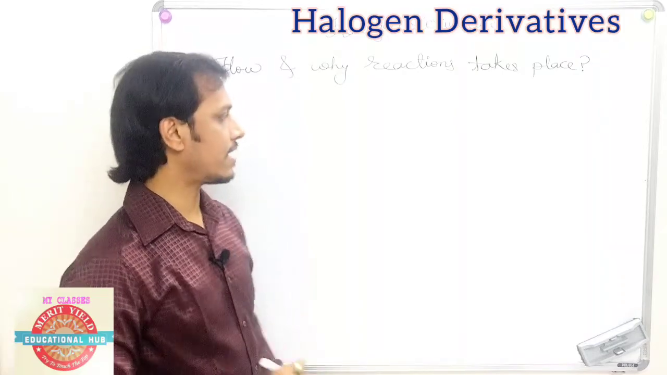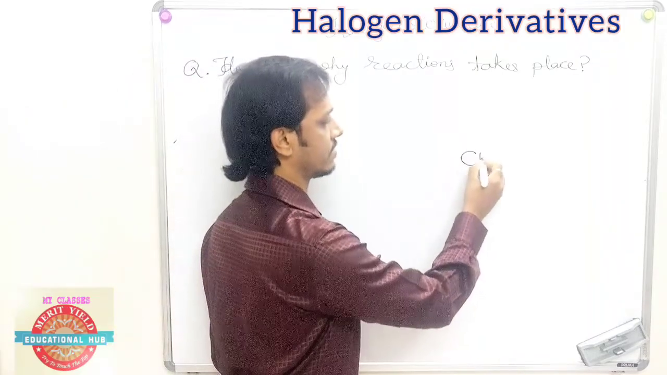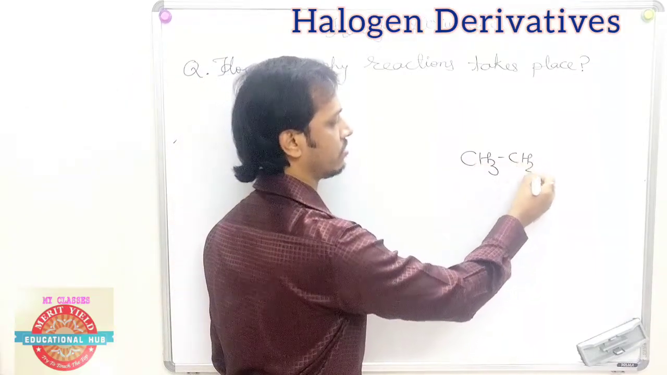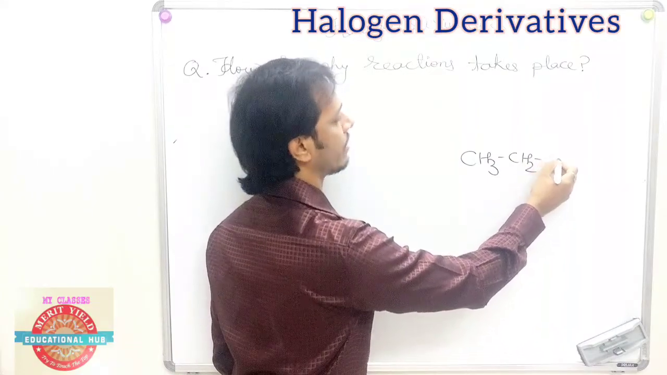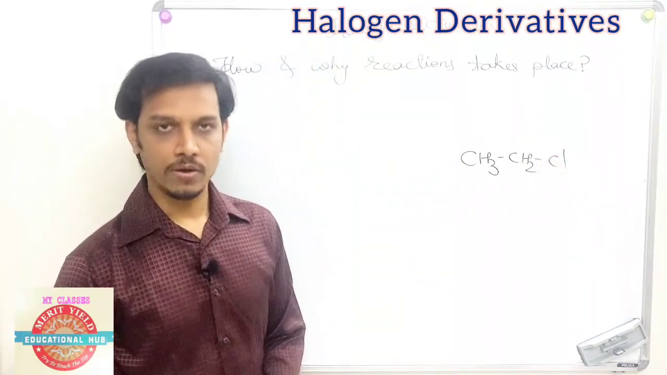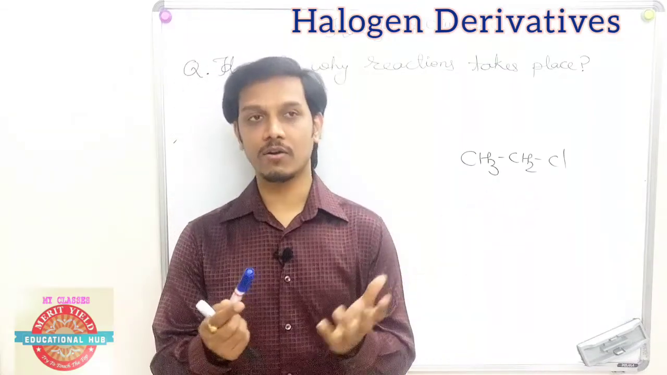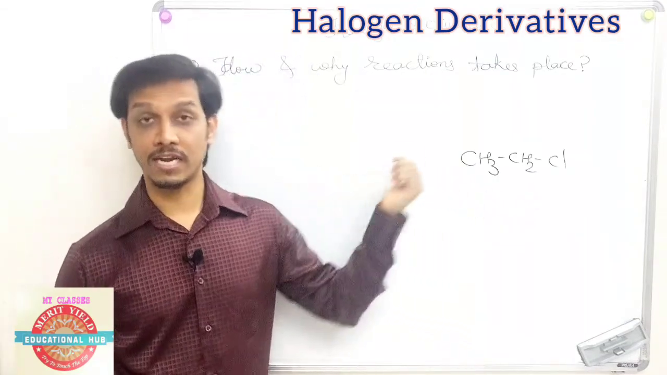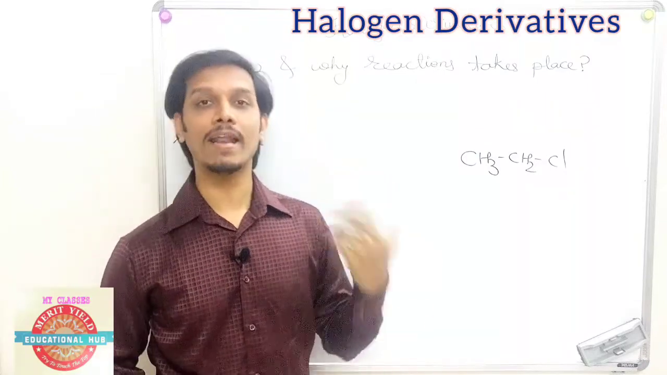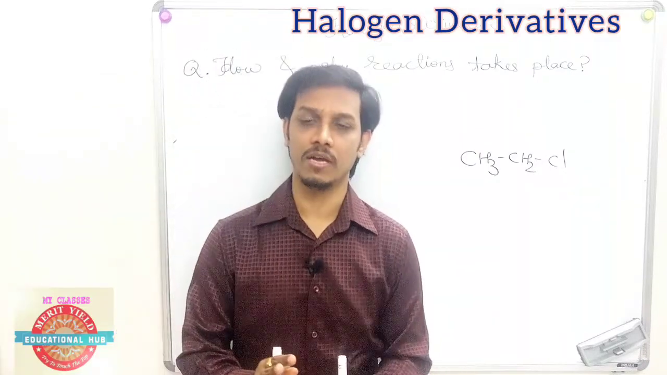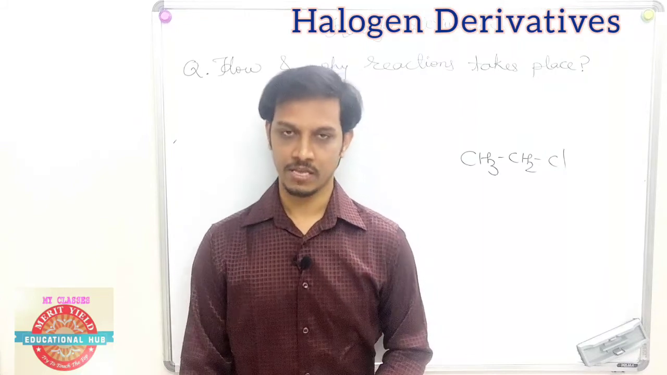Suppose I am taking a product CH3CH2Cl, and suppose that we have to form it. To get this compound as a product, what chemicals can we use? That is the way to understand it. Now why does a reaction take place? The basic answer to a reaction taking place is stability.